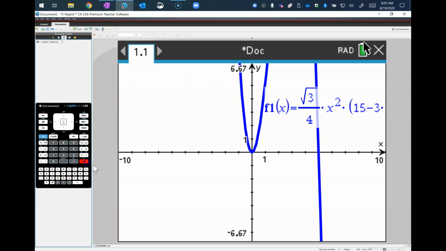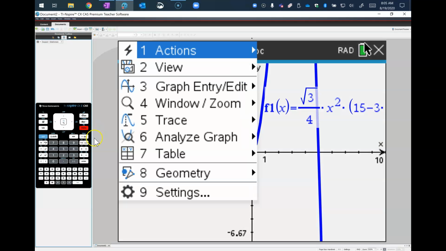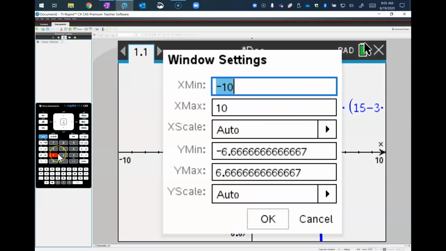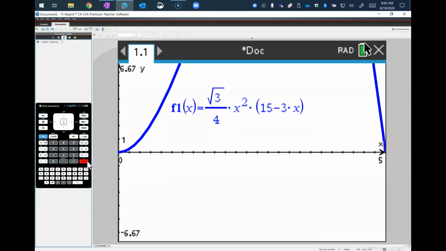So if I type that in, hit enter, I get what looks like a cubic, but it's hard to see where that maximum is. So we're going to use Mr. Smith's secret recipe for getting a perfect graph. Remember the two steps: you do menu, window zoom, window settings, adjust it to the domain for this problem. So I'm going to say 0 to 5, leave the y's alone for now. So that looks a little bit better. We can see where the x's are. We just need to zoom out the y's now.